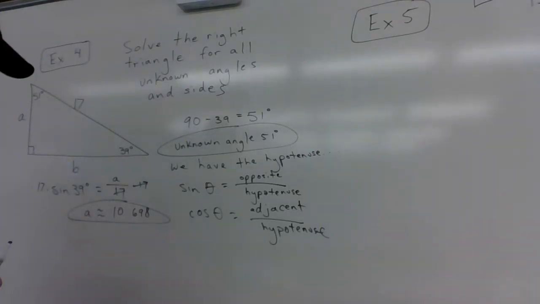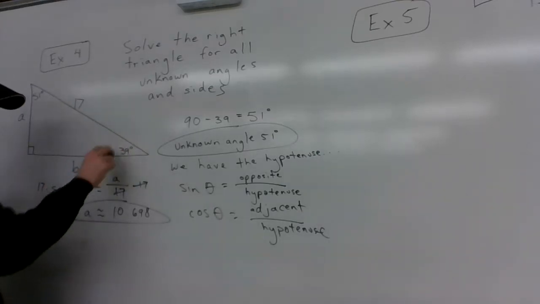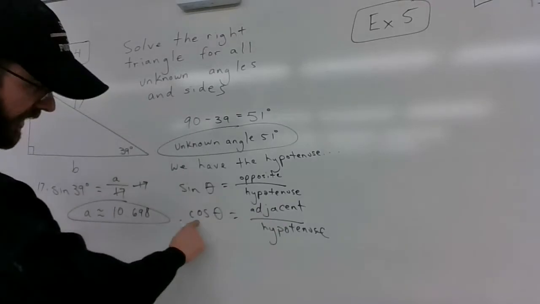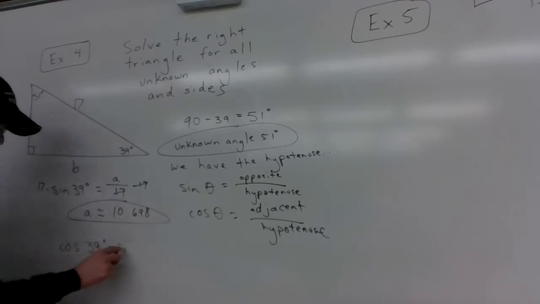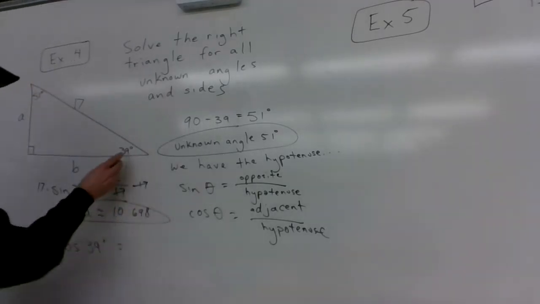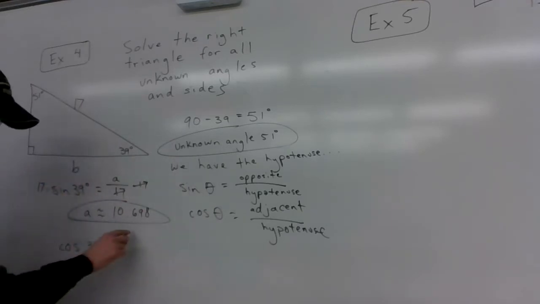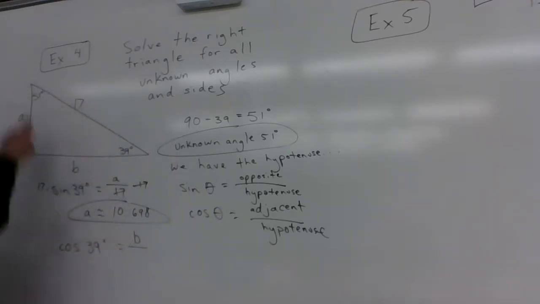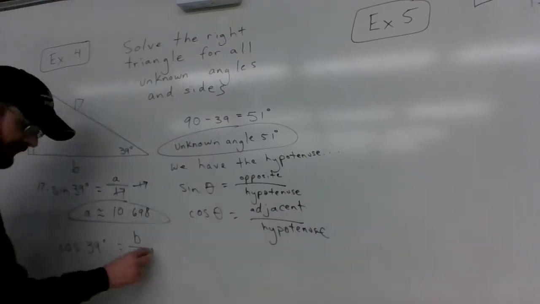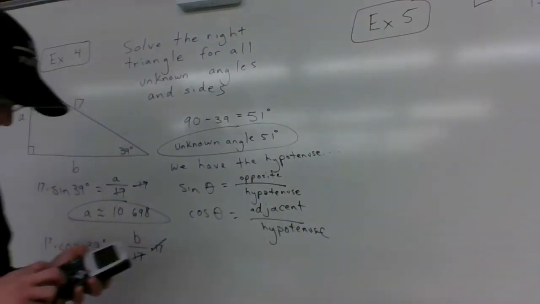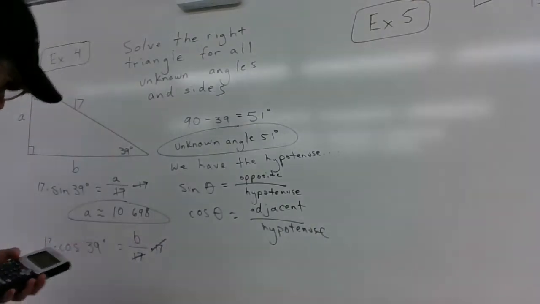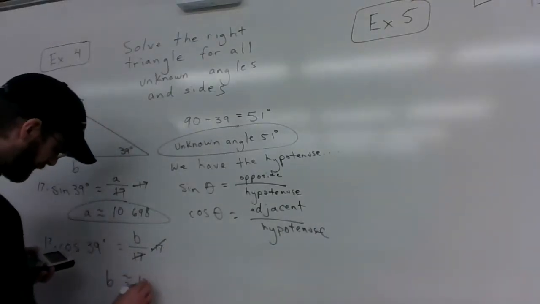Similarly, if I'm working from 39 degrees, I could use cosine. What's the cosine of 39 degrees ratio going to equal? Well, it equals the adjacent side to 39, my other unknown B, divided by the hypotenuse 17. Okay. Get B by itself. You're dividing by 17, so multiply by 17. That cancels, multiply the other side times 17, and let your calculator do the rest. B is approximately 13.211.